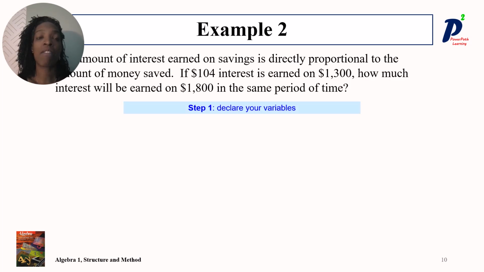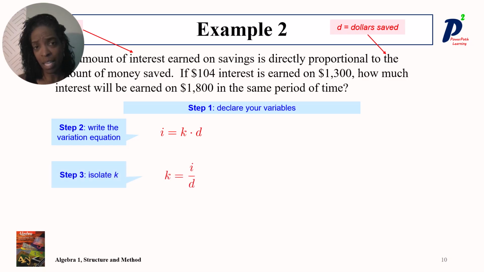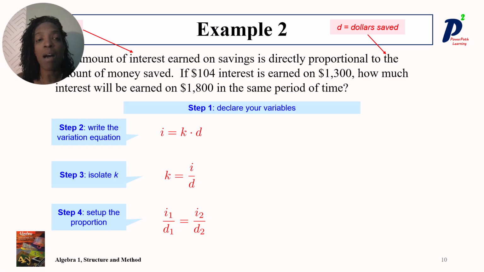Okay, again, I need to declare my variables. I'm going to make I my interest earned, and D the dollars saved. I'm going to write my variation equation. My interest is directly proportional to the amount of money saved. So I equals K times D. K is the thing we don't have, and we're going to have various instances of interest and dollars saved. Next, I'm going to isolate K. So K equals I over D. And now I can set up my two ratios. I1 over D1 equals I2 over D2.